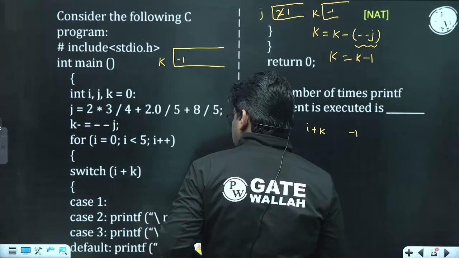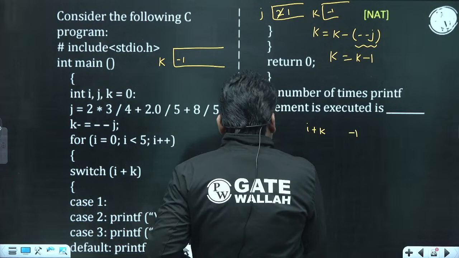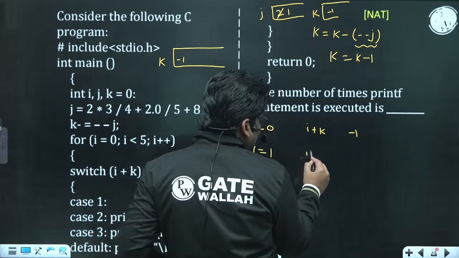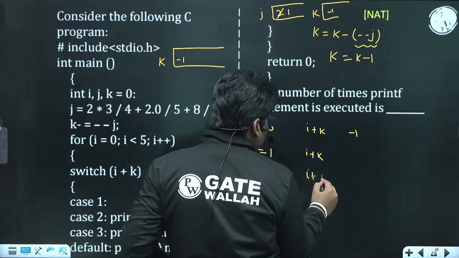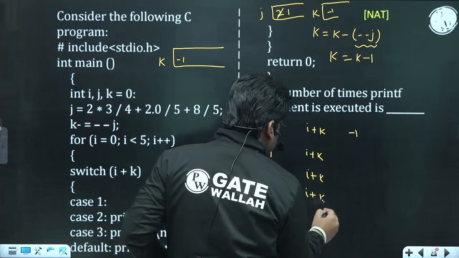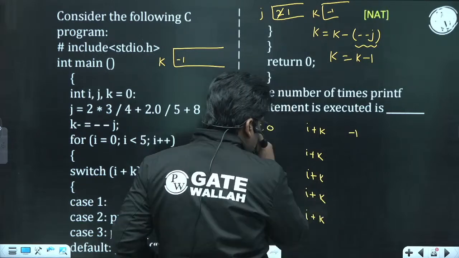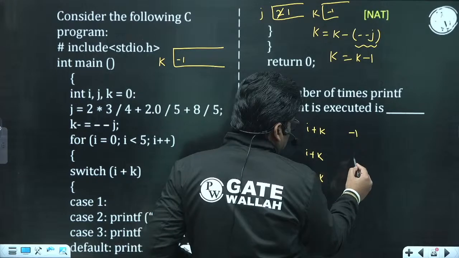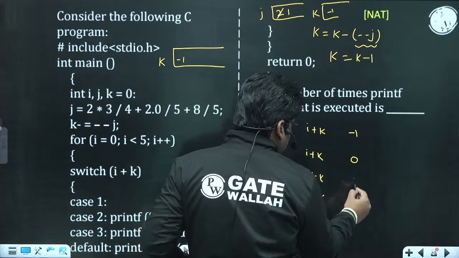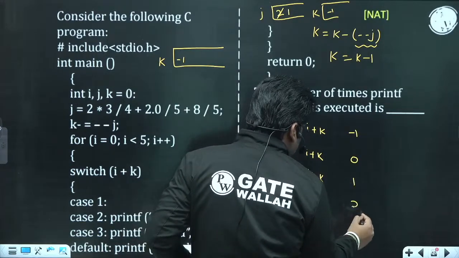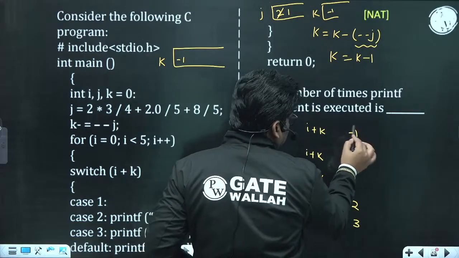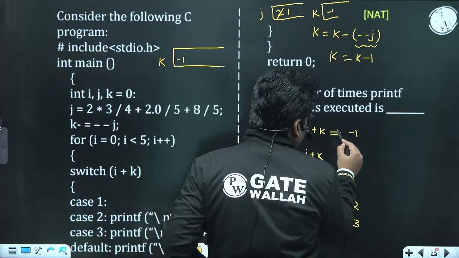Done, sir. Just focus over here. What is the value of i plus k? Tell me now, what is the value? Sir, 1 plus minus 1, so it becomes 0. From here it becomes 1. Now 2 and 3. This is the value of i plus k. Am I right?